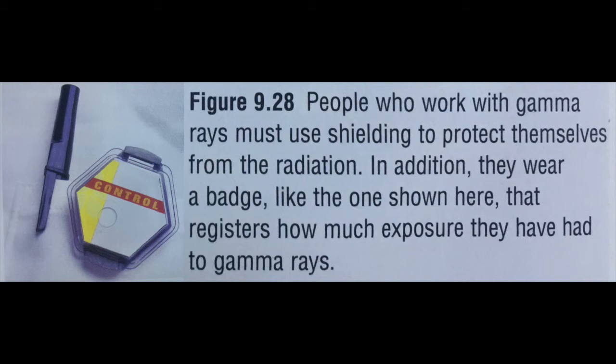Looking back on page 293, it says figure 9.20, the electromagnetic spectrum. It shows the position of the gamma rays relative to X-rays, ultraviolet, visible, infrared, and radio waves. So gamma rays are to the far right, and they have the highest frequency, the shortest wavelength, and the greatest amount of energy.